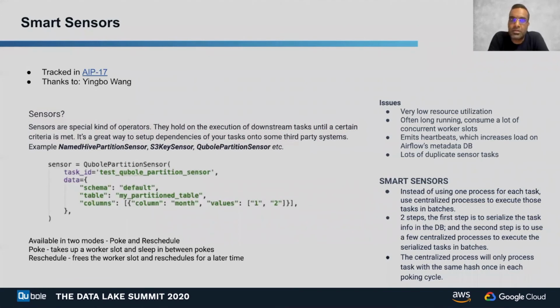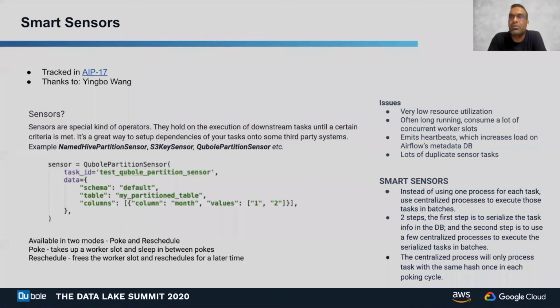But there are lots of issues with these things. The first one is very low resource utilization, especially in the poke mode. If you have too many sensor tasks, lots of your worker threads will just be sleeping and not doing anything. And generally they are long-running processes, sometimes taking hours before what you are waiting for actually arrives. Then each of these workers emits a heartbeat, saying okay, I'm alive, every few seconds. I think it's configurable, but I believe it's like 30 seconds or 5 seconds. So they emit a heartbeat, and that increases load on the Airflow metadata DB.